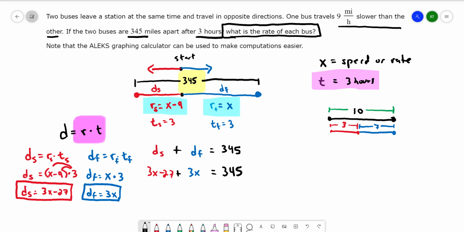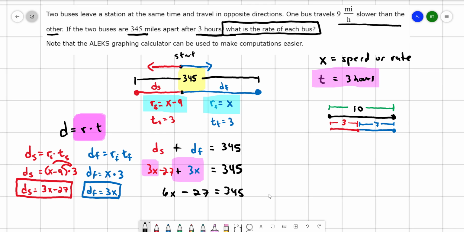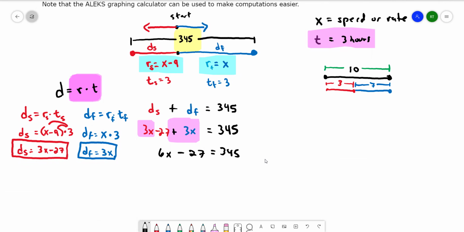And you can see now we are ready to solve the problem. We have an equation with one unknown, which is the x. All we have to do now is just simplify it and solve for x. So if I combine like terms, I would get 3x plus 3x, which is 6x. Bring down the minus 27 equals 345. Let me just bring this down a little. Add 27 to both sides. And we get 6x equals, and we get 345 plus 27, which is 372. And then in my last step, I would divide both sides by 6. And I would get x equals 372 divided by 6, which is 62.